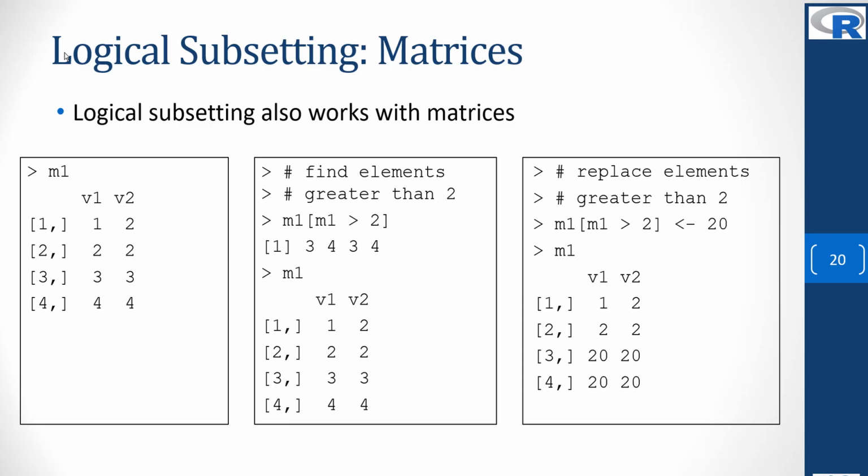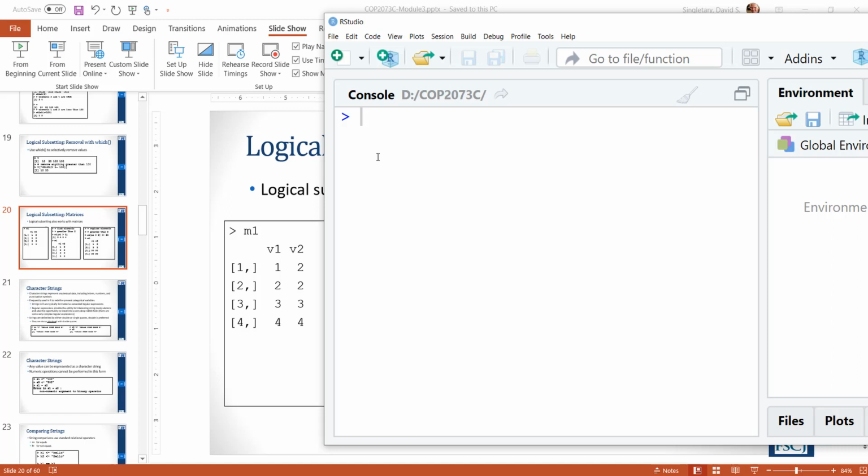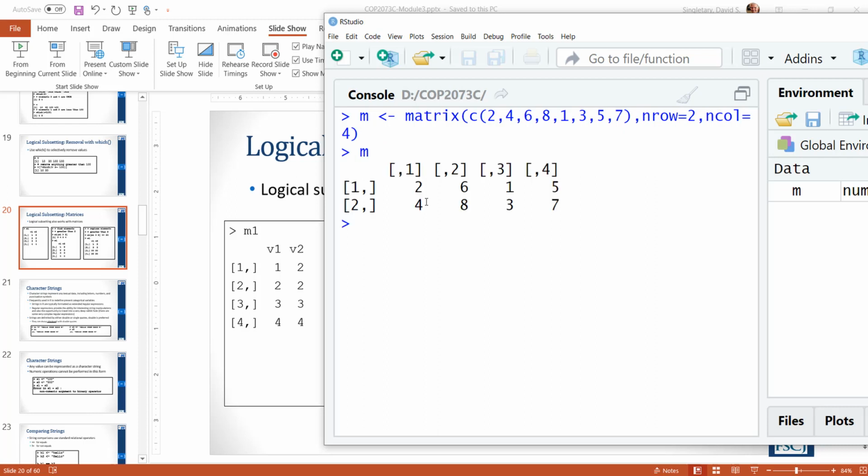So let's play around some with this logical subsetting in RStudio. I'm going to start by declaring a matrix M that has elements 2, 4, 6, 8, 1, 3, 5, 7, 2 rows, 4 columns, and so it looks like this. Now let's try a simple operation with M. I'm going to look for even numbers using the modulo operator, which is the integer division remainder operation. If the result of that operation is 0, you have an even number.